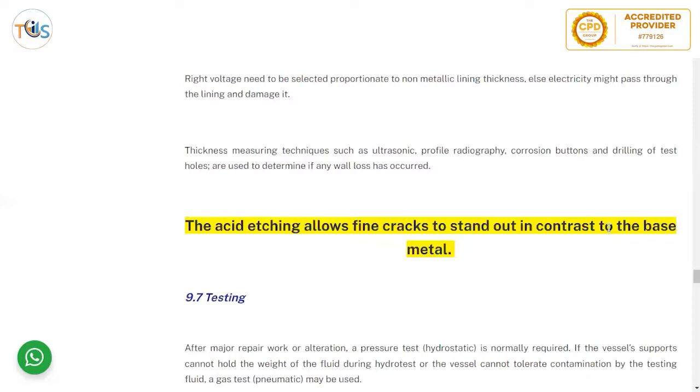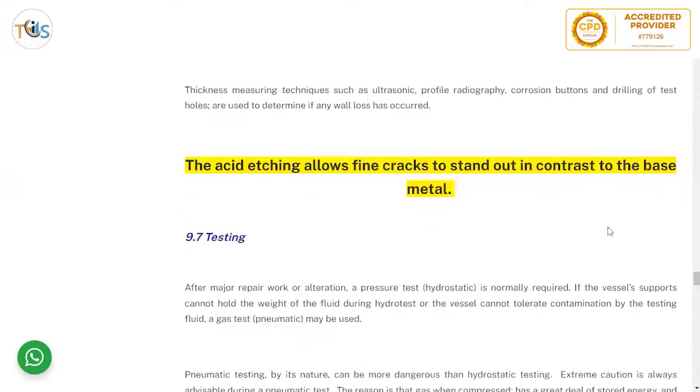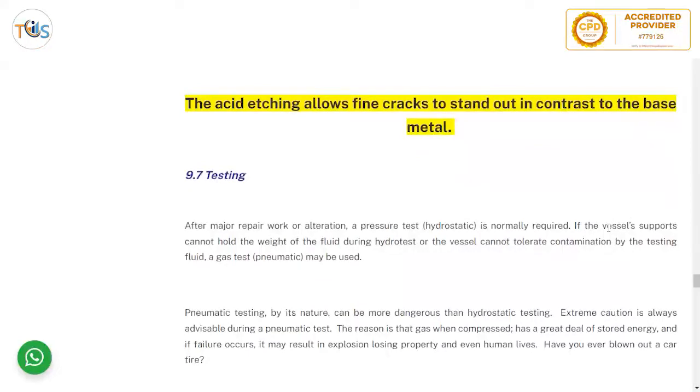Thickness measurement techniques such as ultrasonic, profile radiography, corrosion buttons, and drilling of test holes are used to determine if any wall loss has occurred. Acid etching allows fine cracks to stand out in contrast to the base metal.